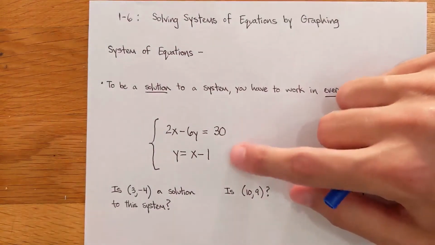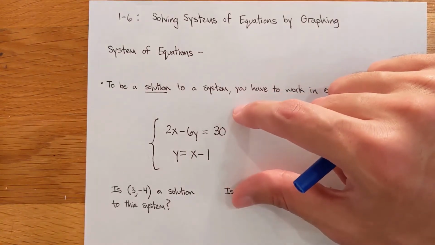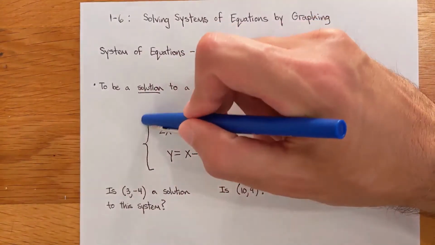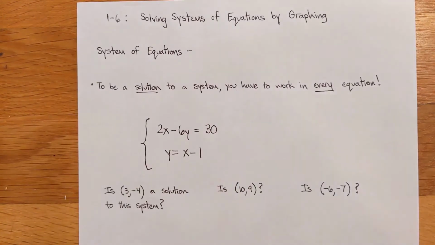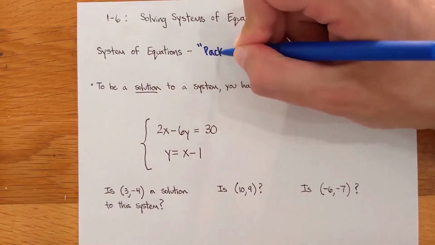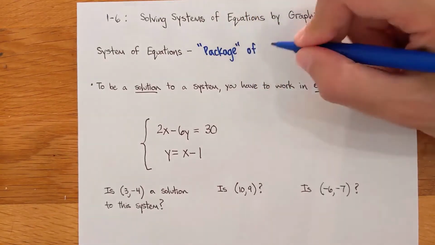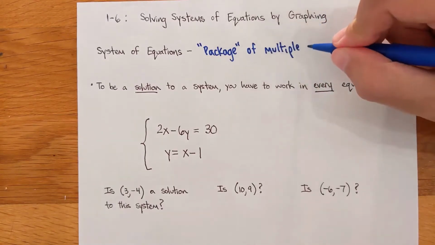A system of equations looks like this, and all it is is two or more equations bunched up into one package. You usually use a squiggly bracket like this to show that these are both part of the same problem. So a system of equations is just a package of multiple equations, meaning two or more equations.